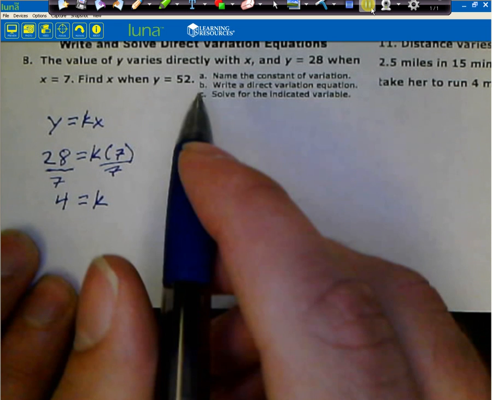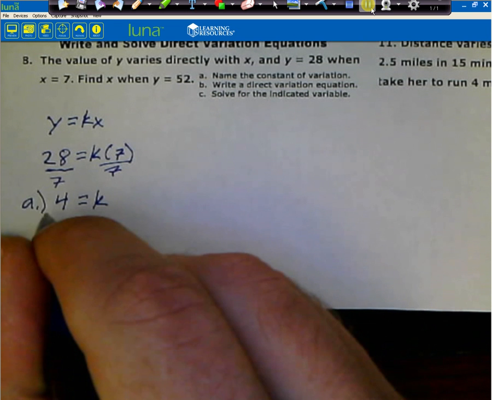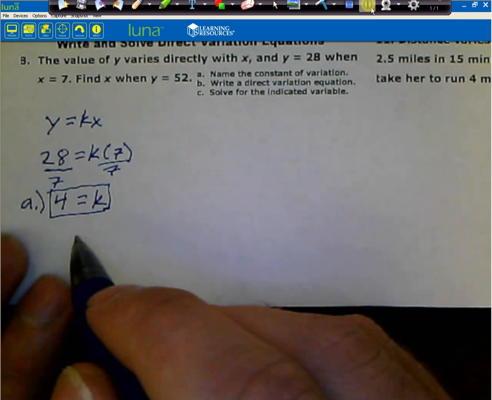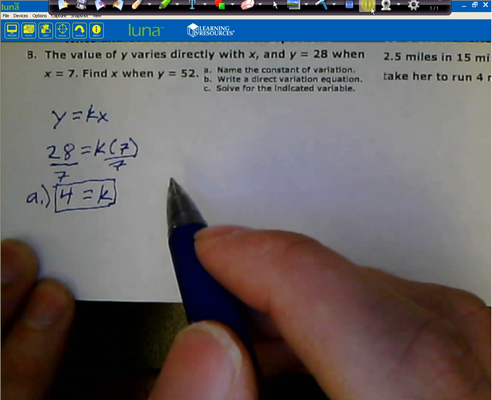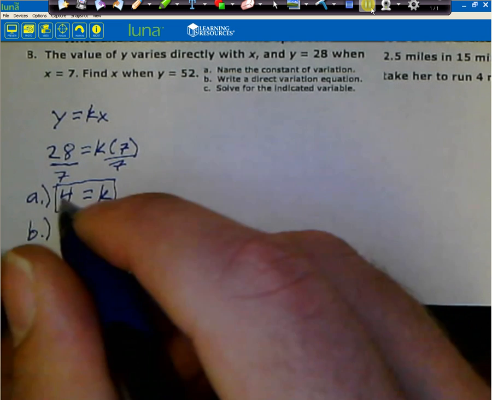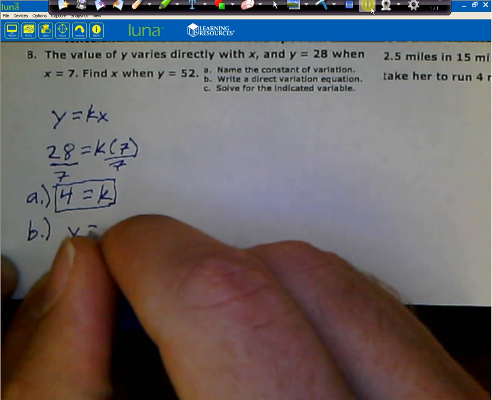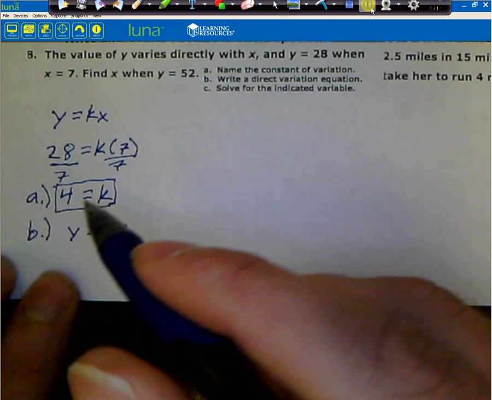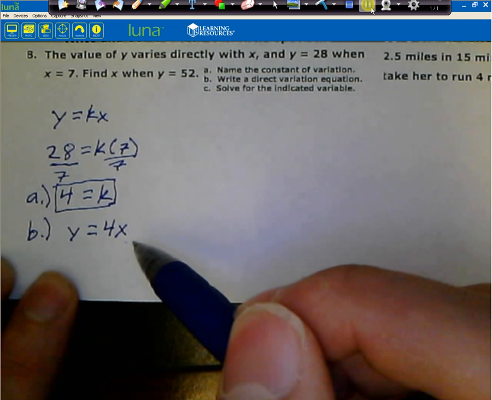So notice in part A, it tells me to name the constant of variation. That's what k is. So I've answered part A right here. 4 equals k. You can write it as k equals 4 if you want to be fancy. Alright, part B. We are asked to write a direct variation equation. So all that means is we're going to take that constant of variation that we just found and we're going to plug it into the direct variation equation. So we've got y equals 4x. That is our direct variation equation. Again, all I've done is take my constant of variation of 4 and plug it into the direct variation equation. That's what part B is asking me for.